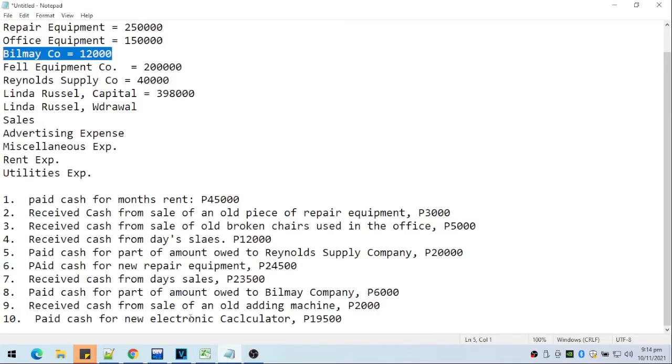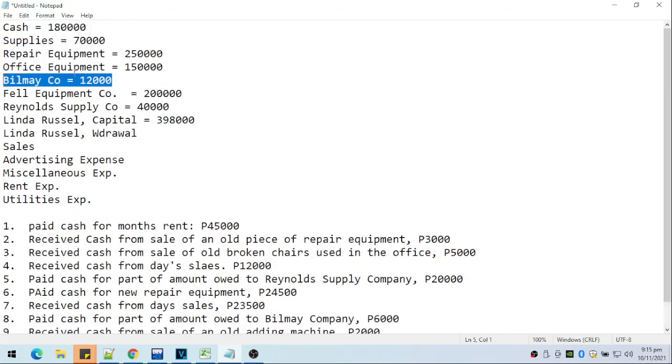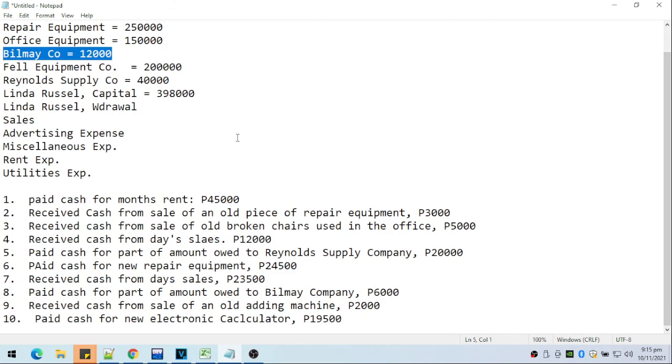Now we are on transaction number 9. So we receive cash from sale of an old adding machine. So again, what are the accounts affected here? So we have cash, since we receive cash, and adding machine is an office equipment. So we receive cash, that will increase our cash, and that means we have to debit cash. So that's an asset. And old adding machine, so we have to give away our old adding machine. So that will decrease our adding machine amounting to 2,000, and that is also an asset. So you have to place that on the credit side. So 2,000 for office equipment.